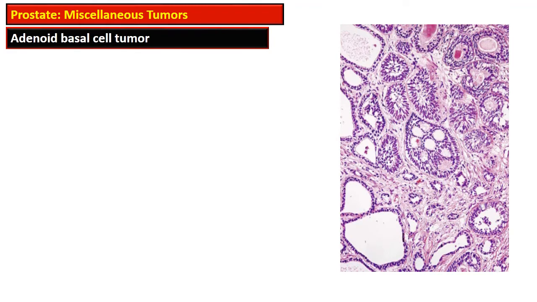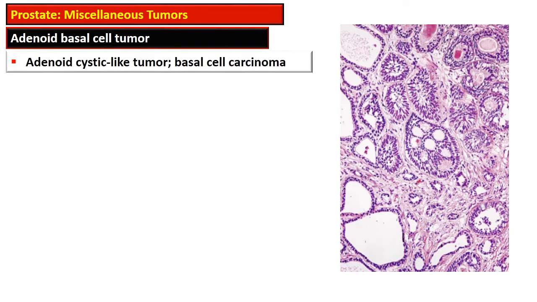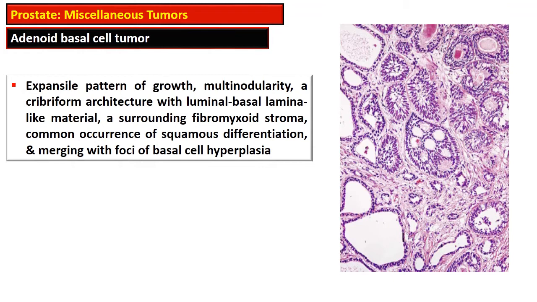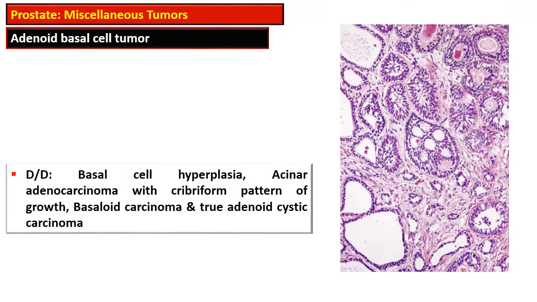Another tumor is adenoid basal cell tumor, also termed adenoid cystic-like tumor or basal cell carcinoma. It is characterized by an expansile pattern of growth, multinodularity, a cribriform architecture with luminal basal lamina-like material, a surrounding fibromyxoid stroma, the presence of squamous differentiation, and foci of basal cell hyperplasia. It should be differentiated from basal cell hyperplasia, acinar adenocarcinoma with cribriform pattern, basaloid carcinoma, and true adenoid cystic carcinoma.